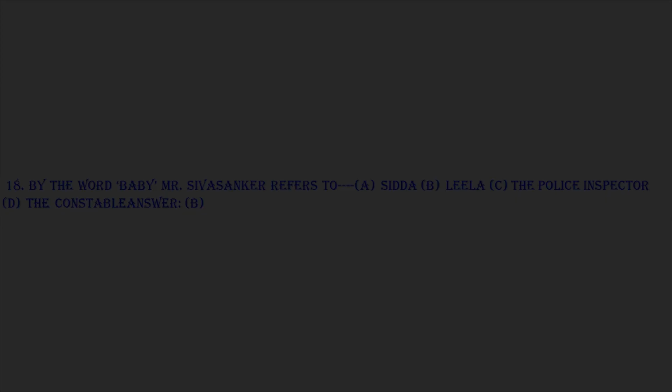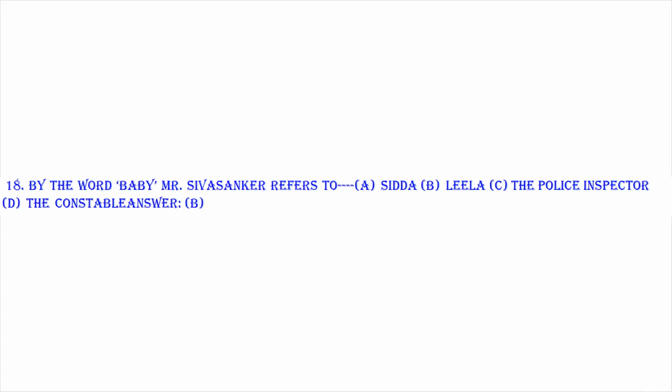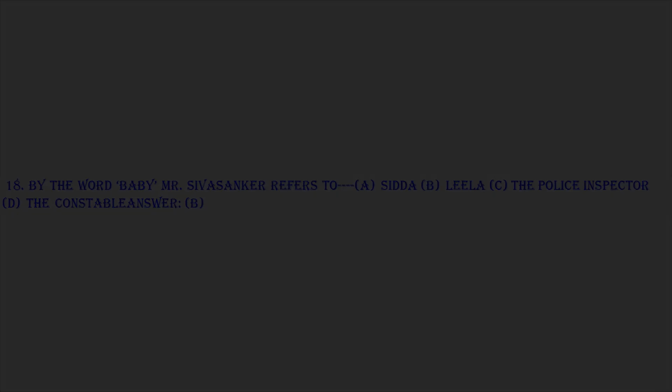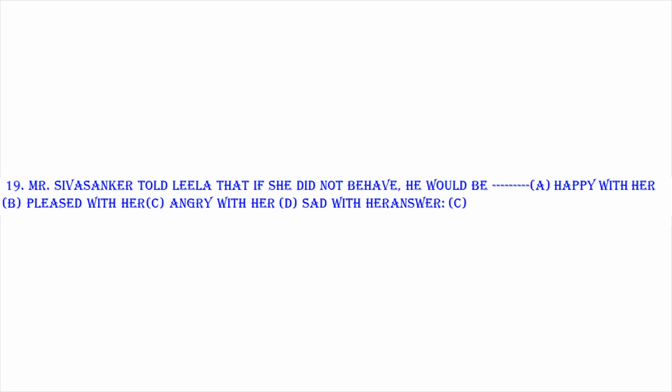8. After the missing of Leela's gold chain, her mother looked at Siddha and thought that: A. Siddha had stolen Leela's gold chain, B. Siddha might be a thief, C. Siddha was a thief, D. Siddha already looked queer. Answer, D. 9. Leela's mother mentioned the police to: A. frighten Siddha, B. appease Siddha, C. comfort Siddha, D. enliven Siddha.